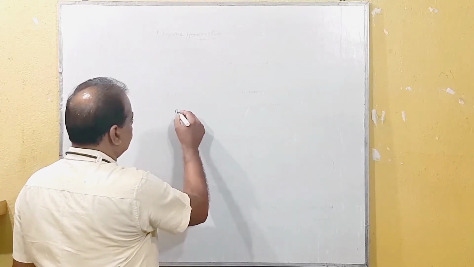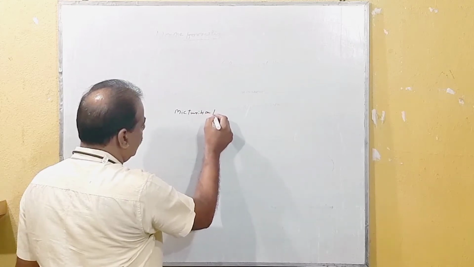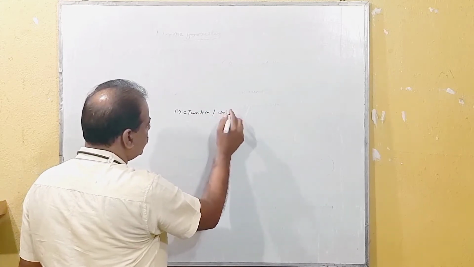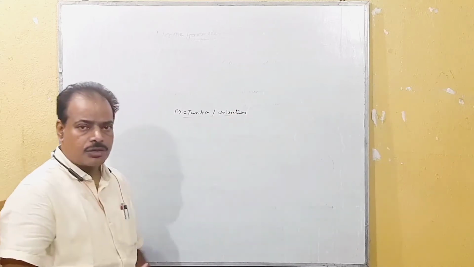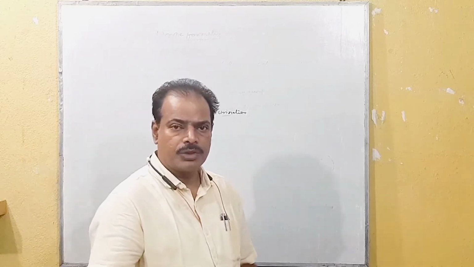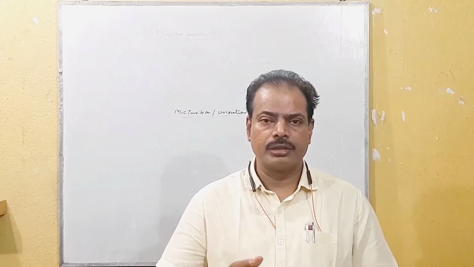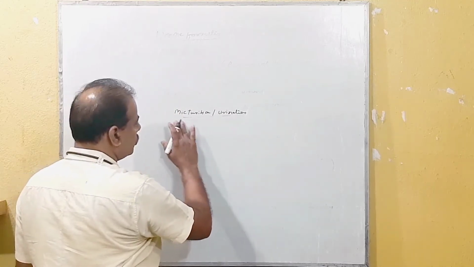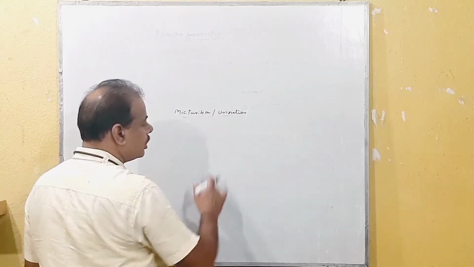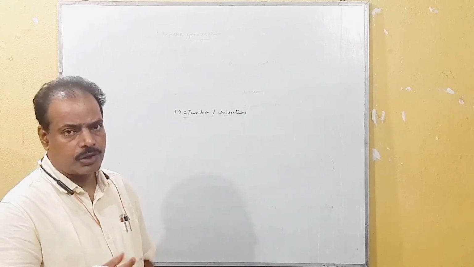Now micturition. Micturition is also known as urination. The process of removal of urine from the urinary bladder to the outside of the body through the urethra under neural influence is known as urination or micturition. So micturition or urination is the expelling of urine from the body.